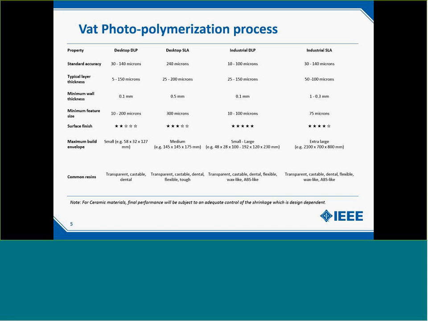Also, we need to consider that for some specific manufacturing processes, for example, one called TPP, two-photon polymerization, the resolution can be much better. You can go to 100 nanometers. Of course, the size of the component that you can print will be much smaller.